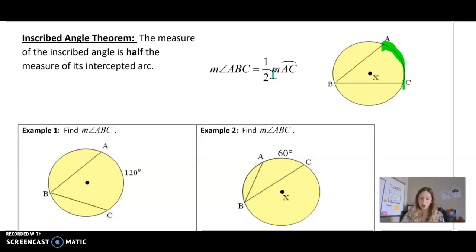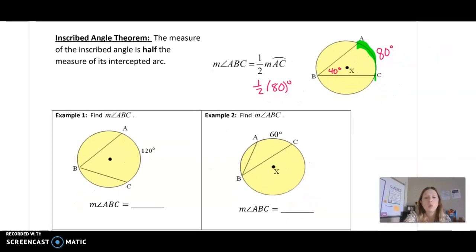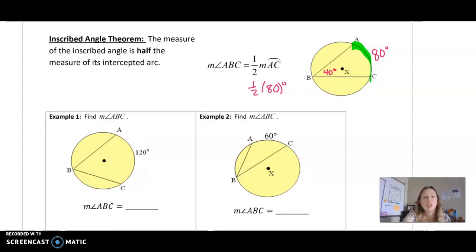So if this arc was, let's say, 80 degrees, then this angle would be half. We take half of the arc. So half of arc AC, which is 80 degrees, and half of 80 would be 40. The angle would be half of its arc. So we have a few more examples here, and then I'm going to let you try the last one on your own.